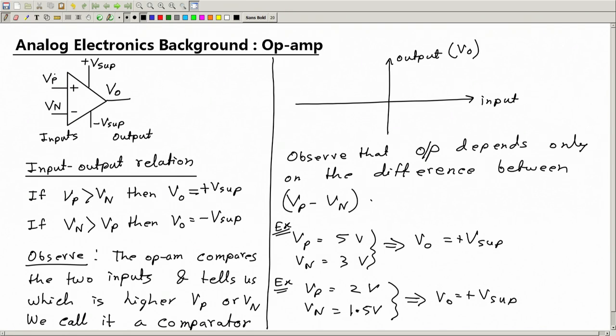It doesn't depend on the actual value of VP or VN individually. It depends only on the difference. Therefore, why do we not put the difference as the input instead of putting VP or VN separately, right? So I will use this. Now you observe that on the right side, VP minus VN is greater than 0.